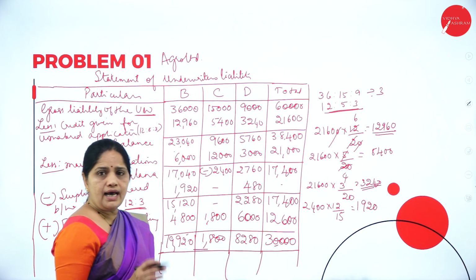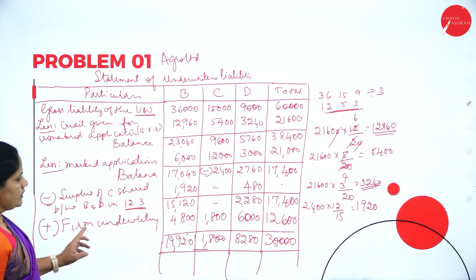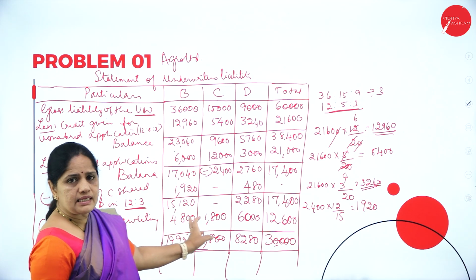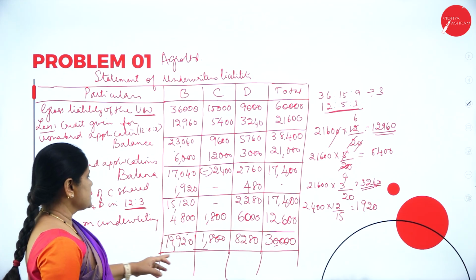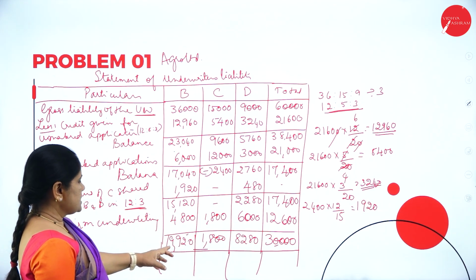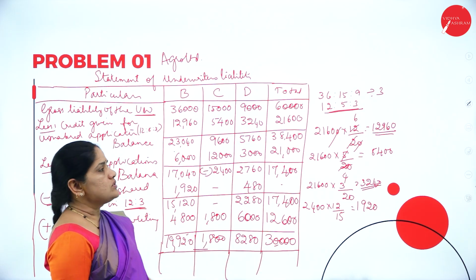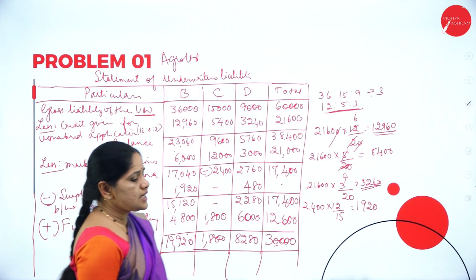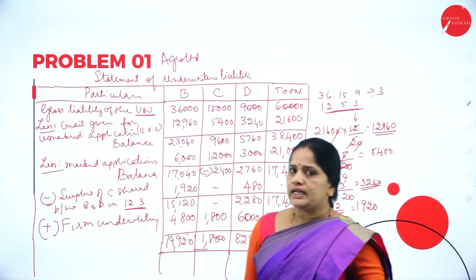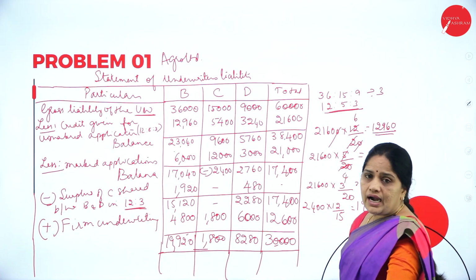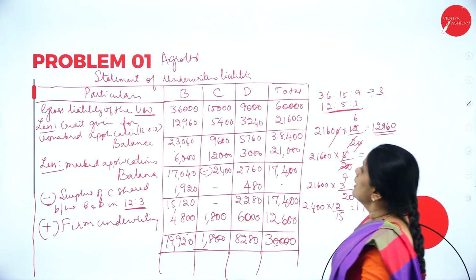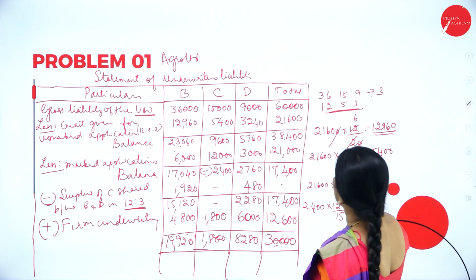So this is the answer here. See, the firm underwriting, in the last step, I have to add all the shares. So I am getting this 19,920, 1,800 and 8,280. So this is how we have to calculate the statement of underwriter's liability. Now we'll go to the next problem here.